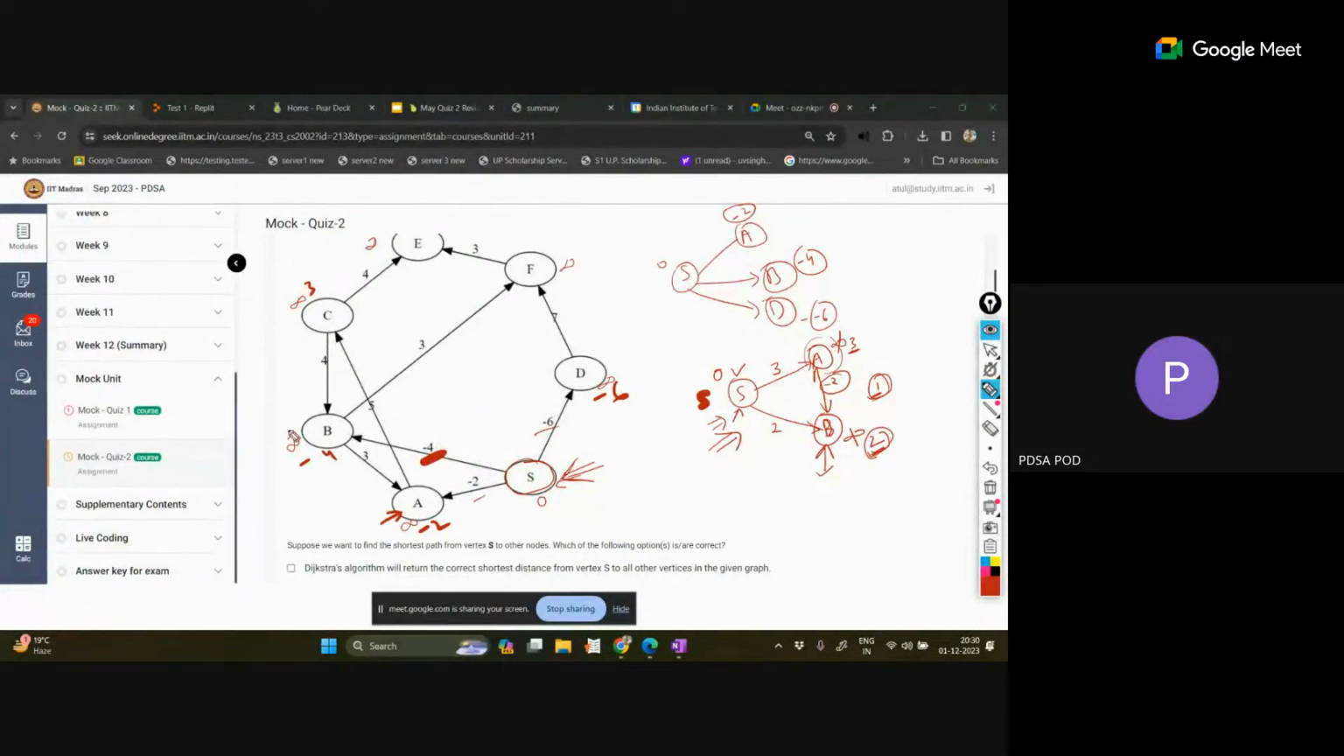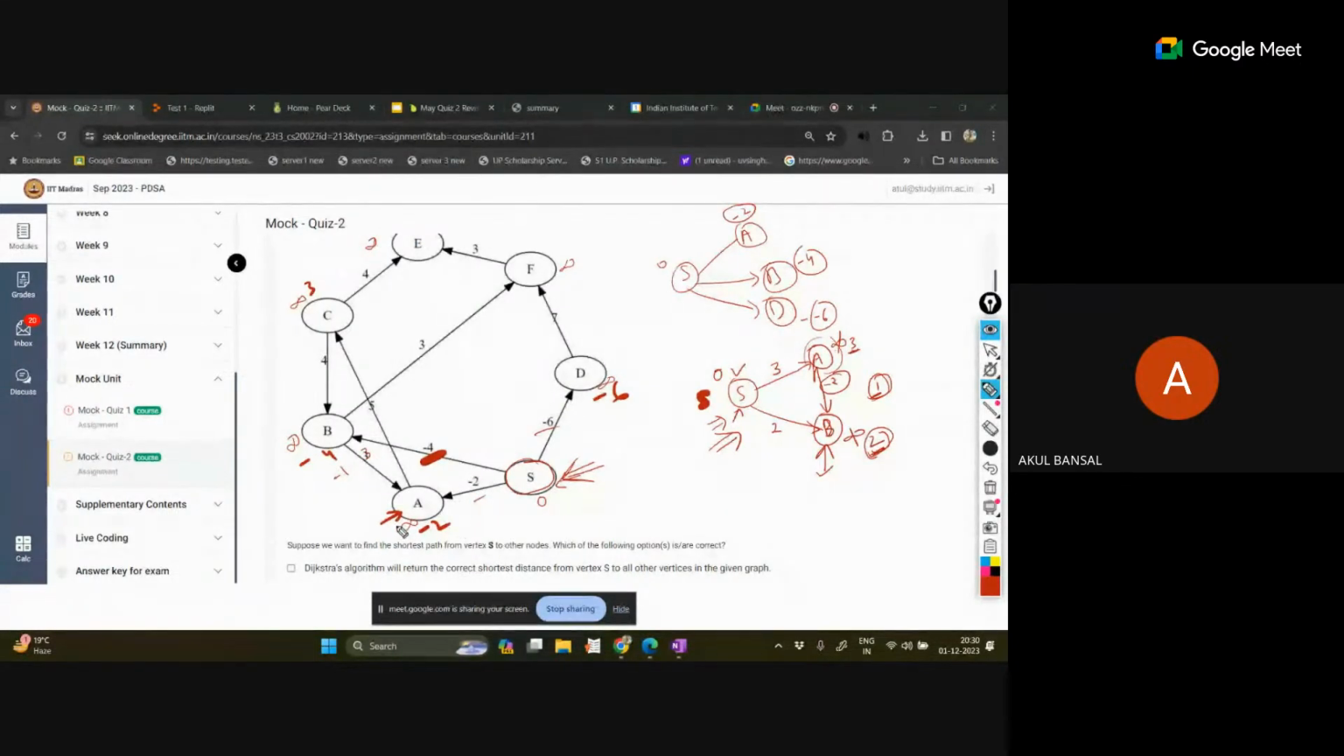Okay, so what is the distance from -4? This is S to B -4, and -4 plus 3, what are you getting? -1. So which one is smaller? -2. So we will not update this. Okay, sir. So you will not get any smaller answer for any node. If this contains option B, how can that be? Option B is saying that it will return maybe incorrect output for any one node, but in this case we are getting the correct output for each node.